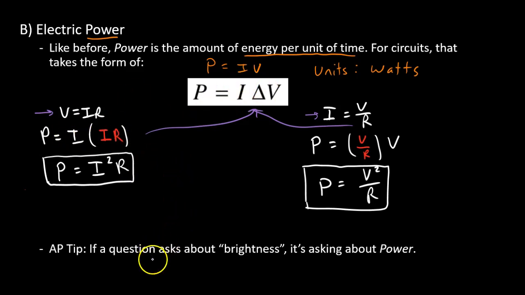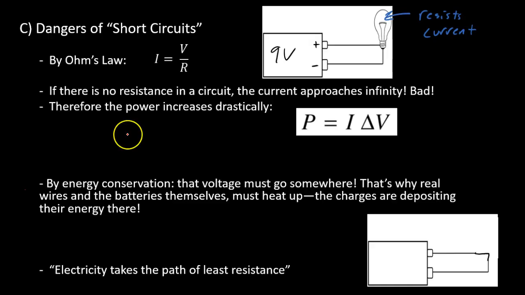There is a helpful tip. If a question asks about the brightness, I've seen a lot of questions about which light bulb is brighter. Brightness, well, that's power. They're asking you in an indirect way to compare the power of those light bulbs. So if you see the term brightness, you're trying to figure out which object has more power, or you're trying to calculate an object's power. The last section is all about short circuits, and you may have heard that term before, short circuits.